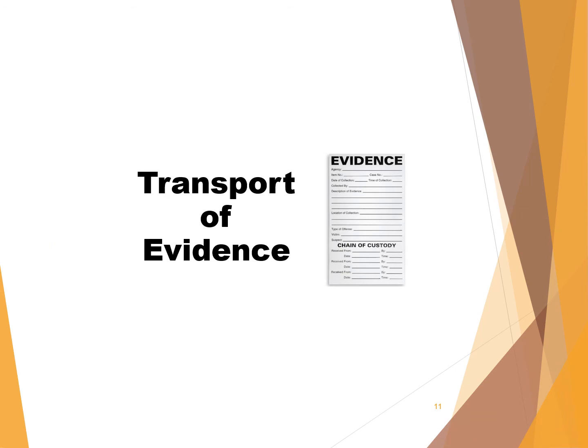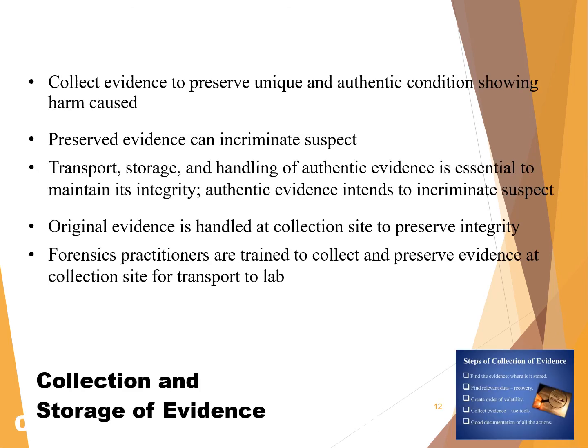Next is, once all the evidence is gathered, once the subpoena is served, there are protocols to transport the evidence to maintain its integrity. Evidence should be collected to preserve the unique and authentic conditions showing that harm was caused. Preserved evidence can incriminate the suspect. The transport, storage, and handling of authentic evidence is essential to maintain its integrity. Authentic evidence intends to incriminate the suspect.